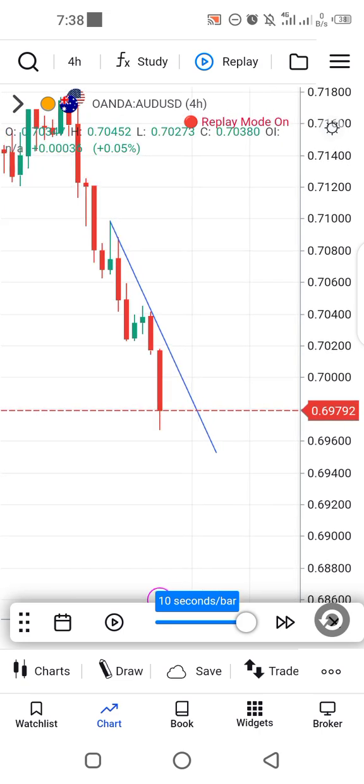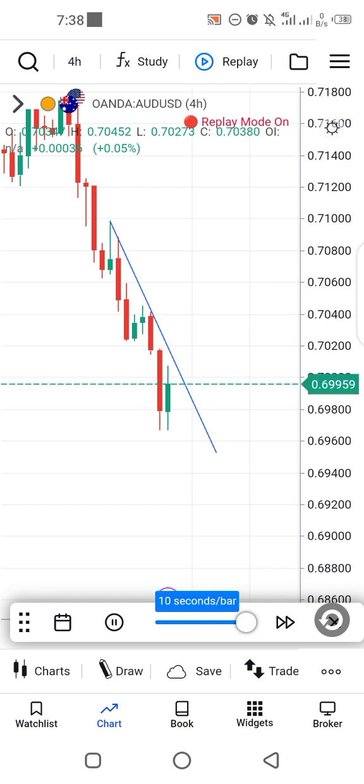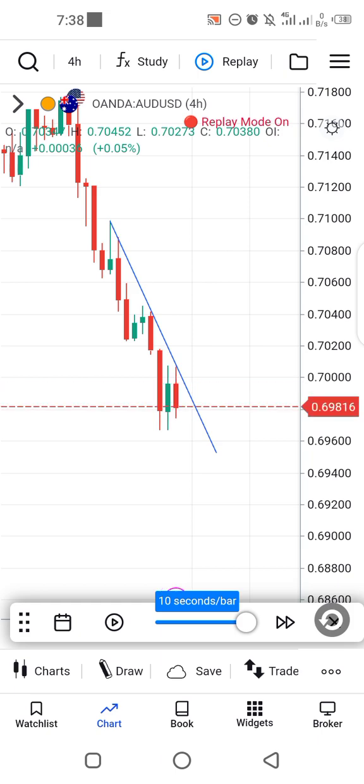So we are still in profit, mind you, we are still in profit. So the market seems to be retracing. Okay, ranging.